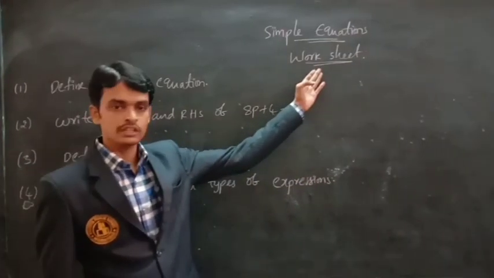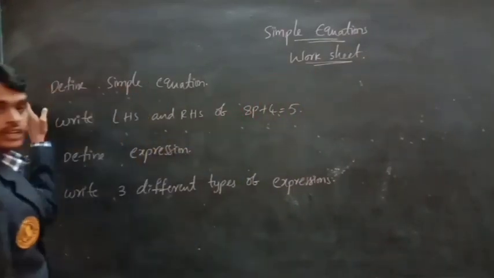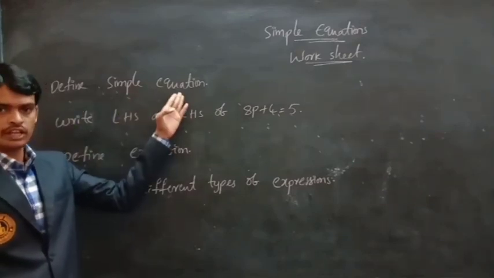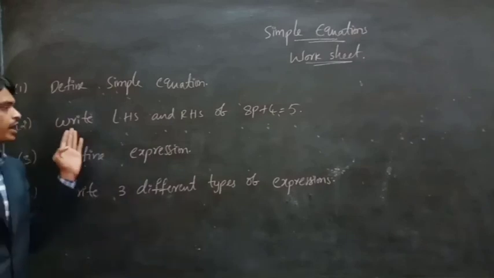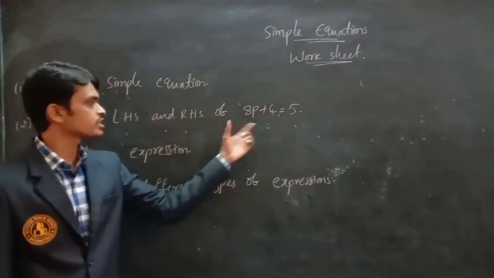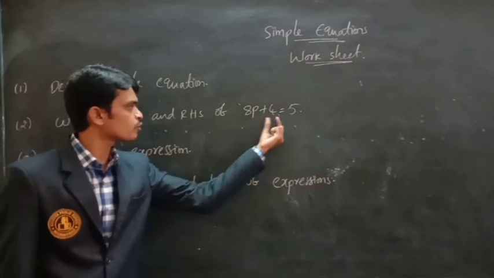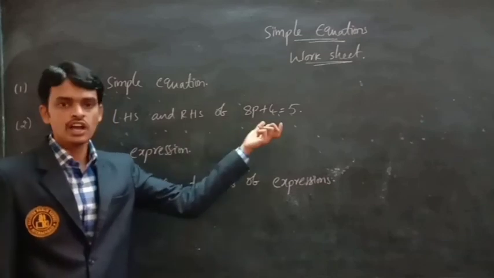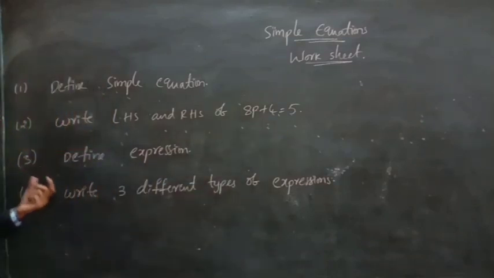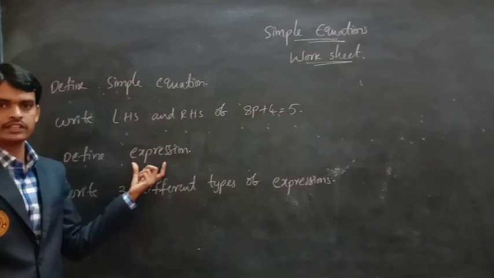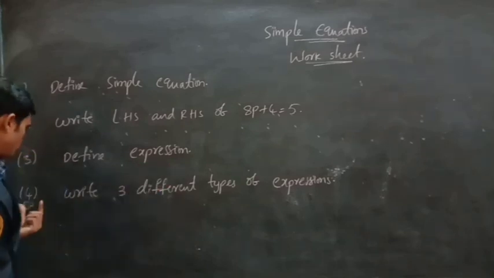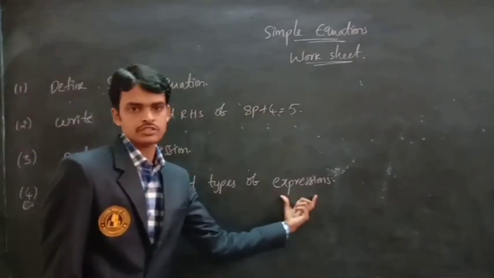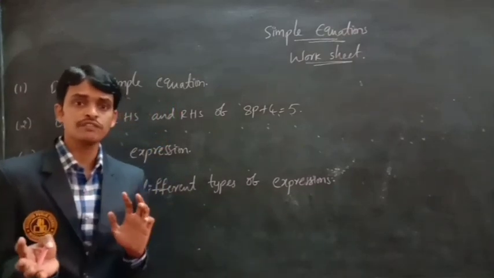Children, this is a worksheet, nothing but homework problems. First one, define simple equation. You should write the definition of simple equation. Second one, write the LHS and RHS of the simple equation 8p + 4 = 5. You should write which is the LHS and which is the RHS. Third one, define expression. You should write the definition of expression. Fourth one, write 3 different types of expressions.